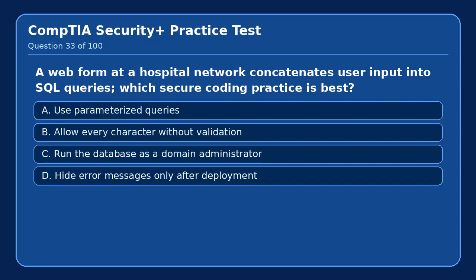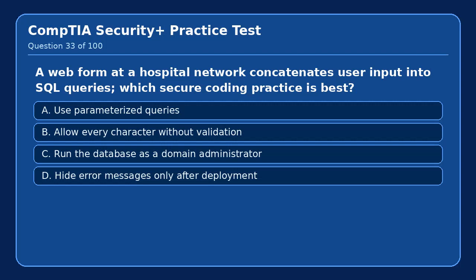Question 34. Which defense best reduces reflected script execution in a university department's web application? A. Output encoding and input validation. B. Static routing only. C. Open SNMP community strings. D. Disabling backups. Take a moment to choose your answer.